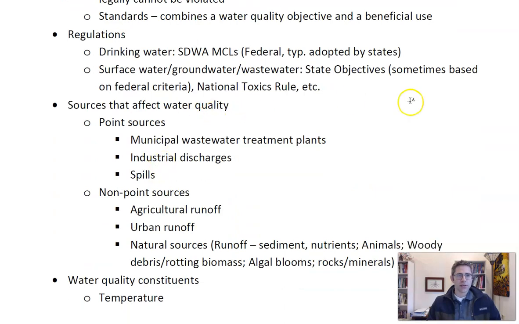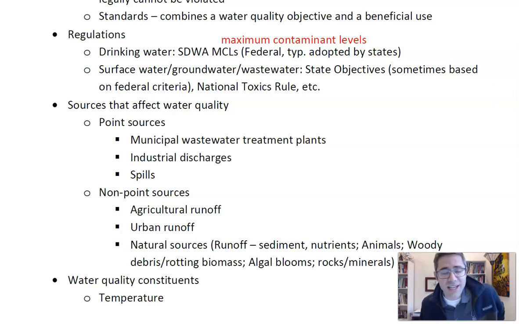Getting into some of the regulations. So whether we're talking about drinking water or surface water, groundwater, wastewater, we have different types of regulations. With drinking water, it's a lot simpler. The Safe Drinking Water Act establishes MCLs, which stands for maximum contaminant levels. And these are established at the federal level, and then most states adopt these as their own state levels as well.